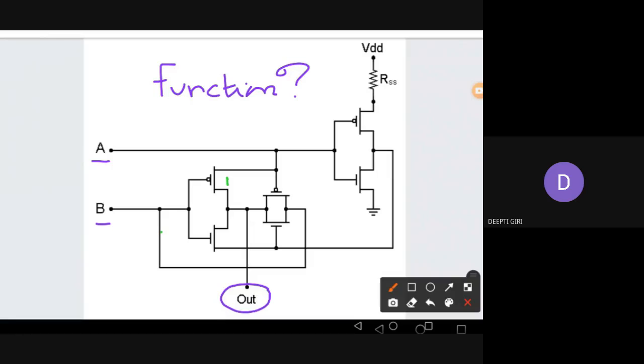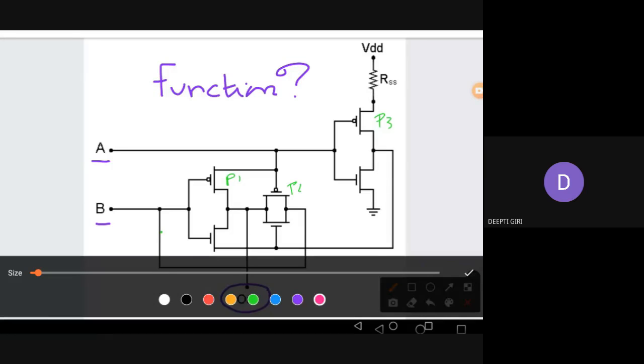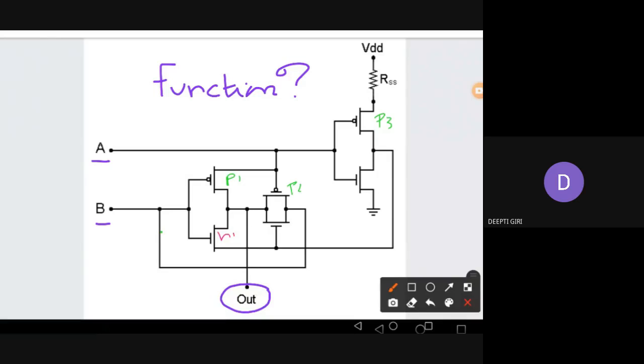So this transistor is PMOS one. This is PMOS two. This is PMOS three, and we have NMOS also. So I'll name this NMOS one. This is NMOS two, and this is NMOS three.